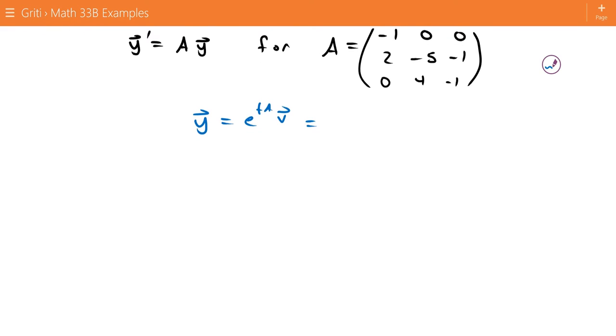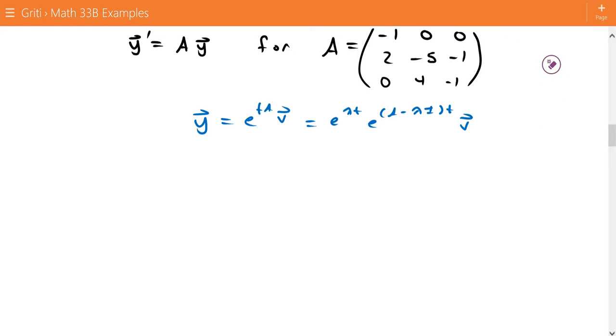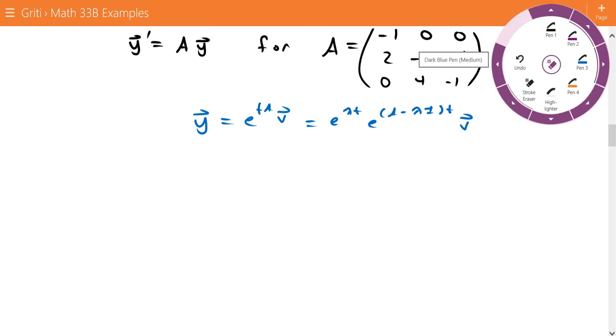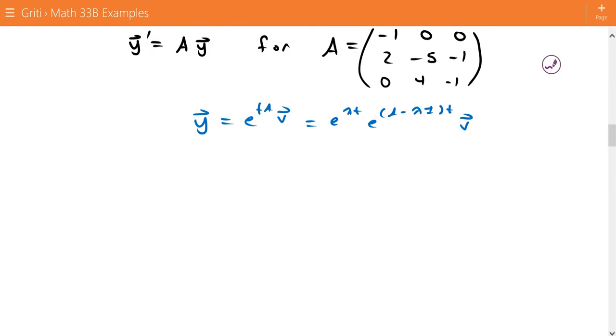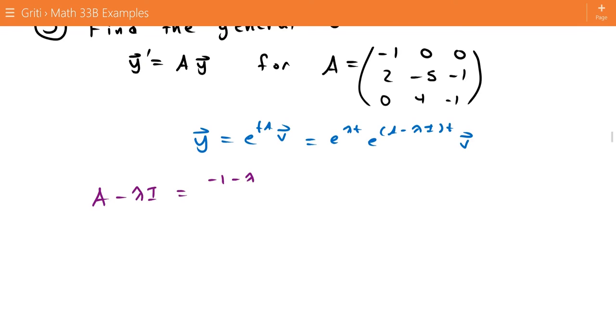where e to the tA equals e to the lambda t times e to the (A minus lambda I) t times v. So now we just have to find out what lambda and v are, our eigenvalues, and what this matrix exponential equals. So let's start off with A minus lambda I. That's going to equal negative 1 minus lambda, 2, 0, and 0, negative 5 minus lambda, 4, and 0, negative 1, negative 1 minus lambda.